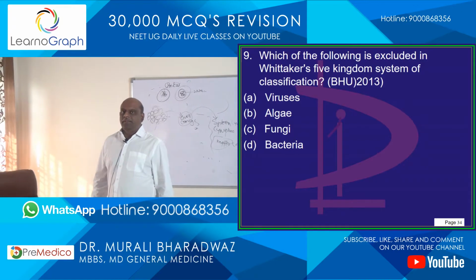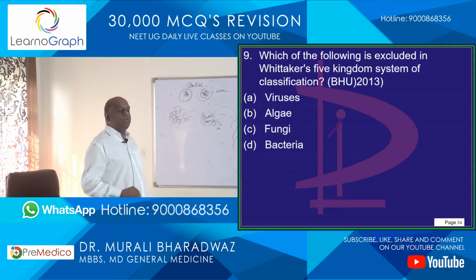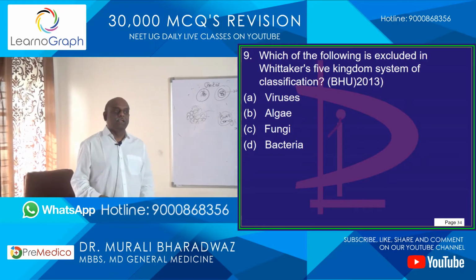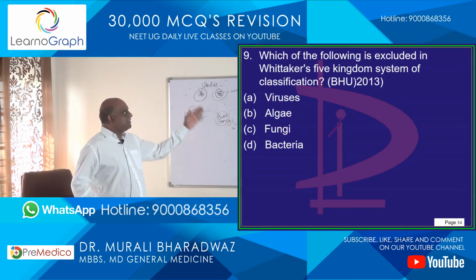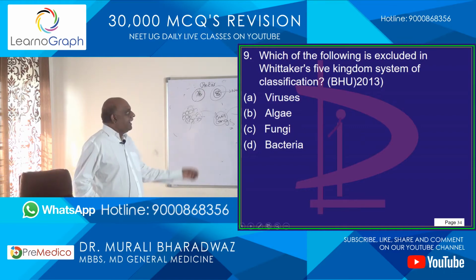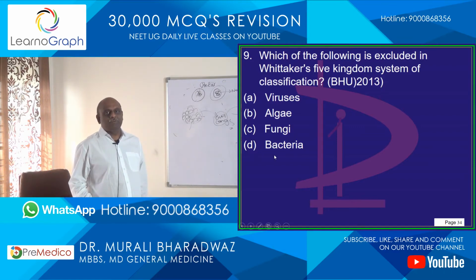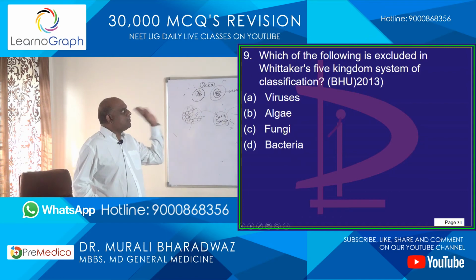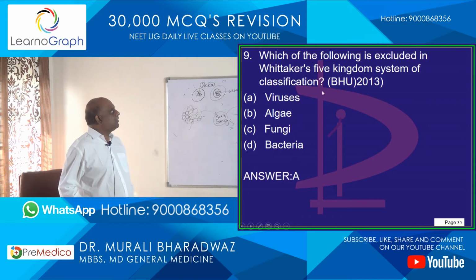Now, in Whittaker's 5 kingdom system of classification, which among these is not there? Easy question. Algae is part of it, fungi is part of it, bacteria is part of it, but not viruses. That is what you should remember.